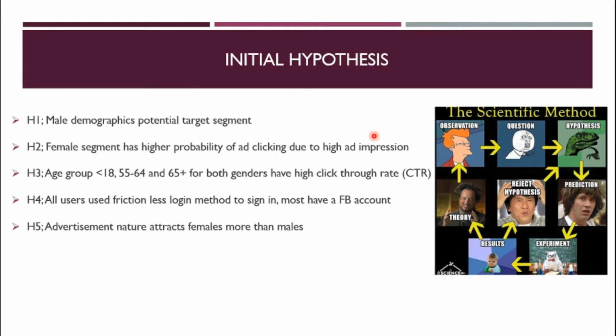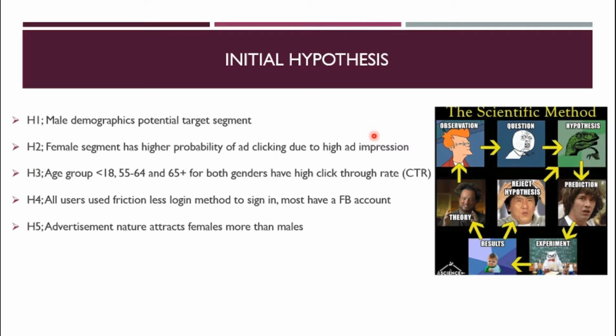Now we have our initial five hypotheses. A hypothesis is just a statement that can be true or false. If it is true, it's okay, but if it's false, it doesn't matter. It's just there to prove something.